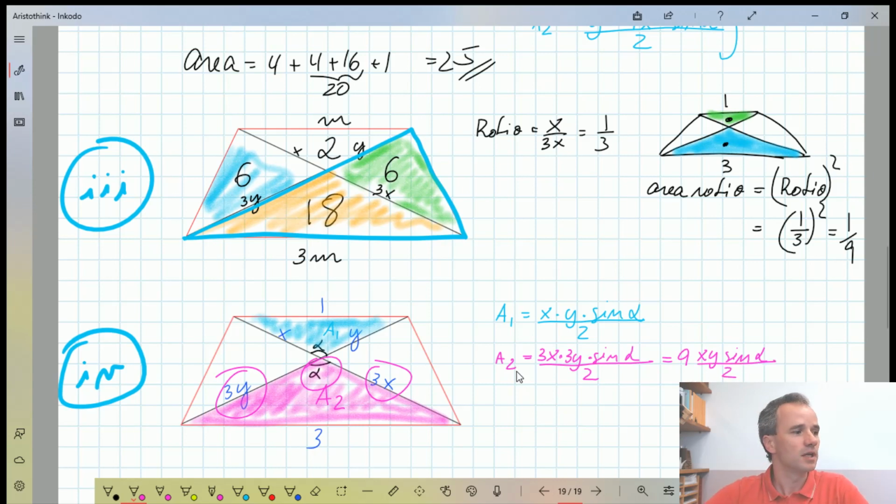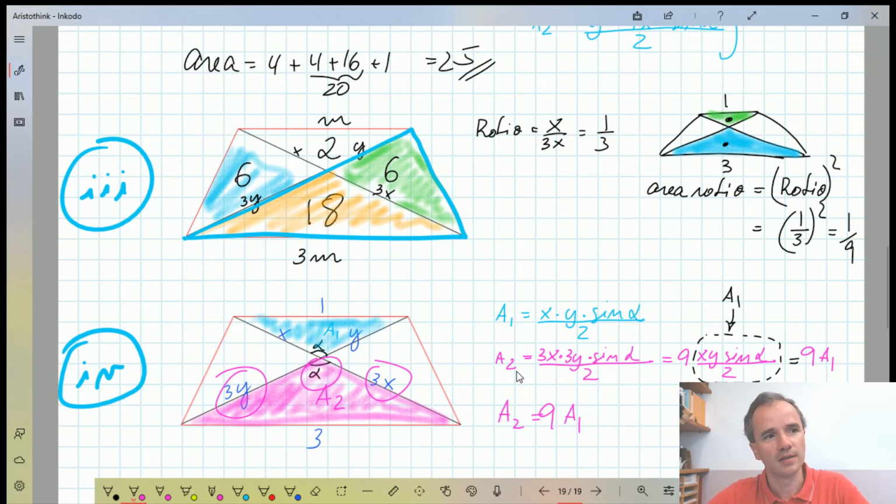Okay, so can you see what's going on here? What is this? This is nothing else than A1, isn't it? So I can safely tell you that this is going to be 9A1. So you see, A2 is 9A1.